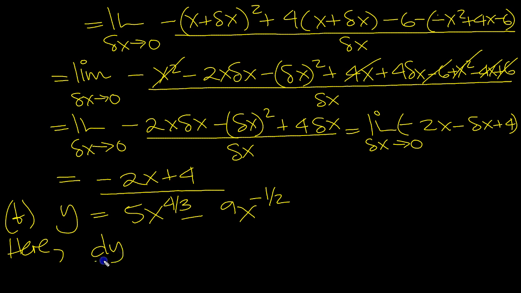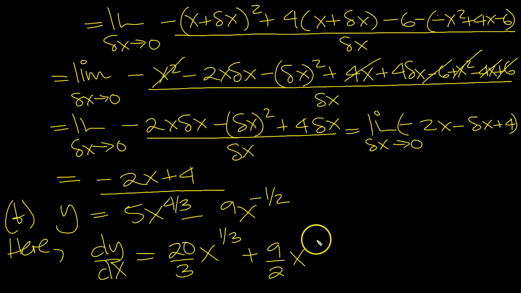Here, dy dx then, just differentiating. 4/3 comes down to be with the 5 to make 20/3. x to the 1 less than 4/3 is 1/3. The minus a half comes down to be with the minus 9 to make plus 9 over 2. x to the 1 less is minus 3 over 2. So there's dy dx.